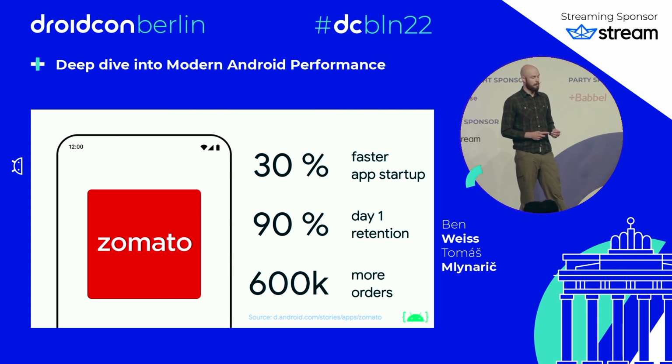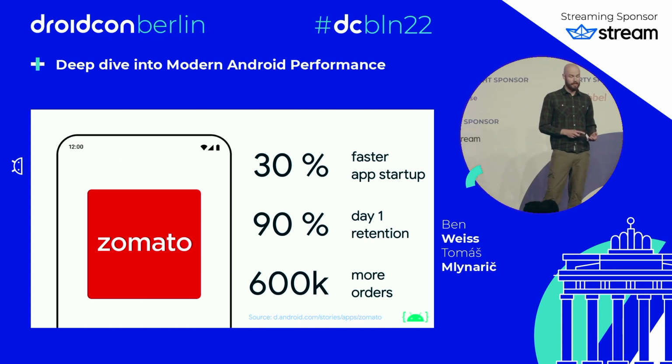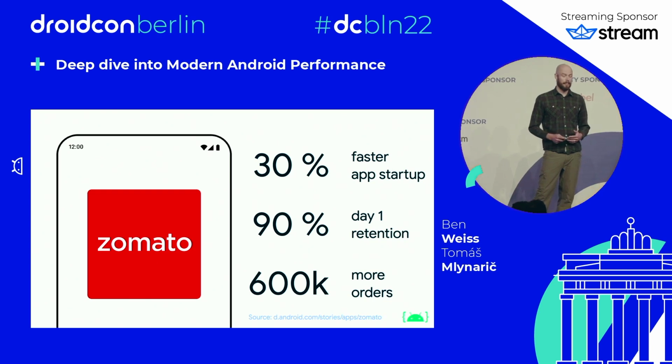They did this by removing unused libraries, using the app startup library, doing lazy loading for images and code, and overhauling their view strategy and their layout strategy.